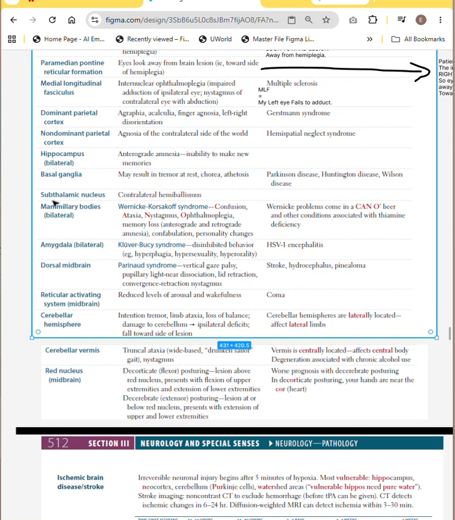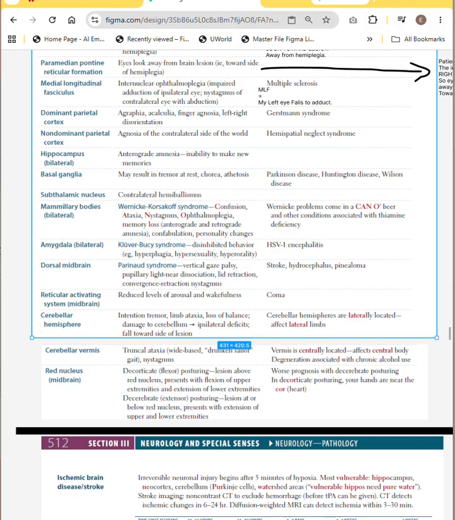A lesion of the subthalamic nucleus will basically cause hemiballismus, right? Hemiballismus is where the patient throws one arm violently, with large flinging movements on the contralateral side because the motor pathways cross, right? So you think about ballismus, you think about this ballistic missile of an arm, right?